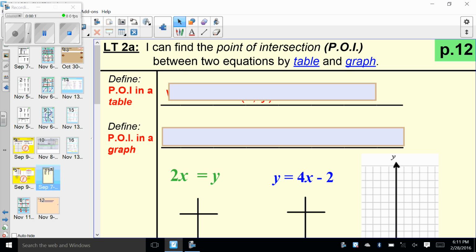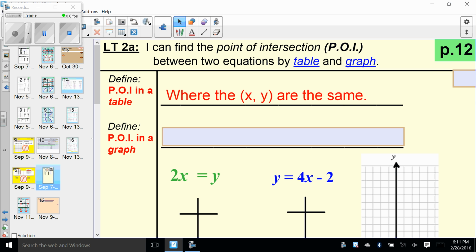So in a table, we have to find the point where the x and y are the same. That sometimes takes us some time to figure out. Sometimes it doesn't just happen right away in the data values, so we'll talk about what to do in that case today. So we're looking for where the x, y's are the same.